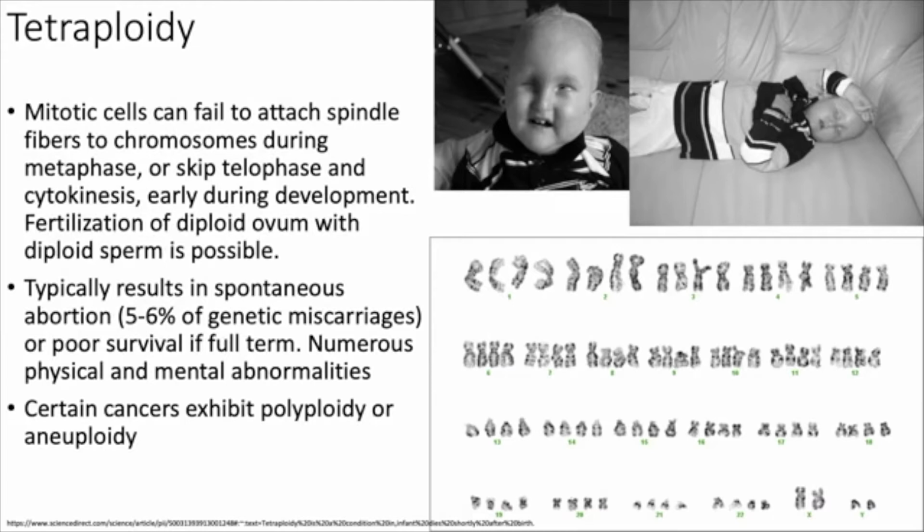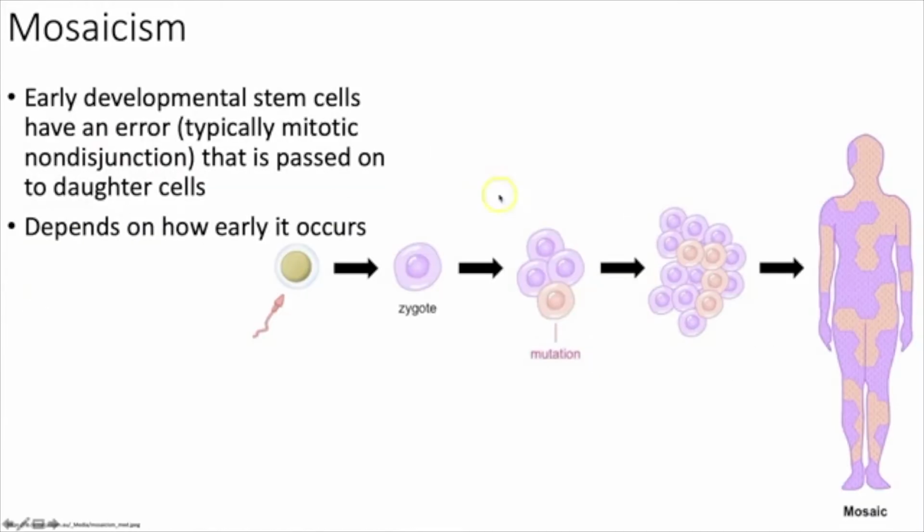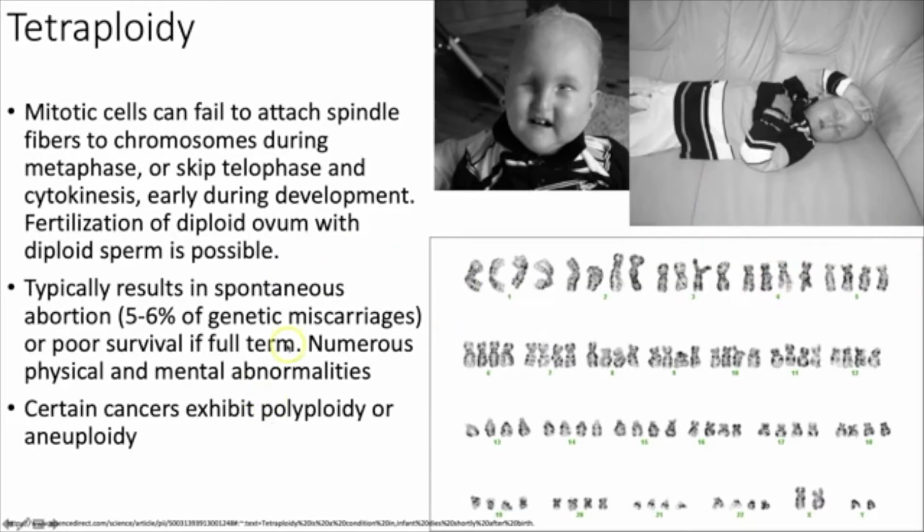They talk about how, hypothetically, you could have a diploid ovum with a diploid sperm. That is hypothetically possible. The odds of that happening are incredibly rare. So they think it's usually early on that you get this happening, and then you result in basically mosaics, but most of their cells are tetraploid.